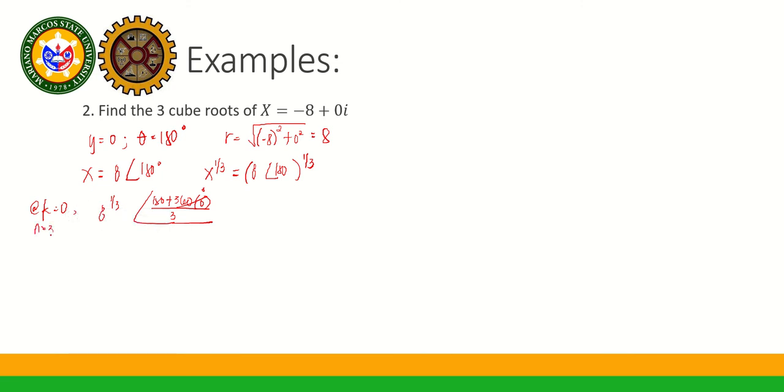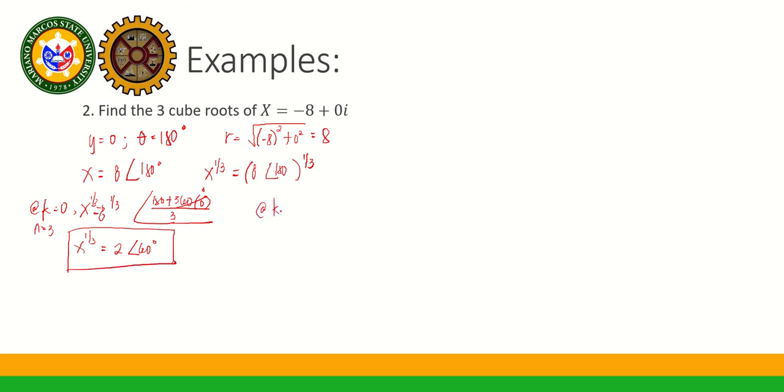N is equal to 3. So, our x raised to 1 over 3 will be equal to, what is 8 raised to 1/3? That is 2. Kasi cube root of 8 is 2. And then 180 divided by 3, that is 60 degrees. So, this is the first root or the principal root.